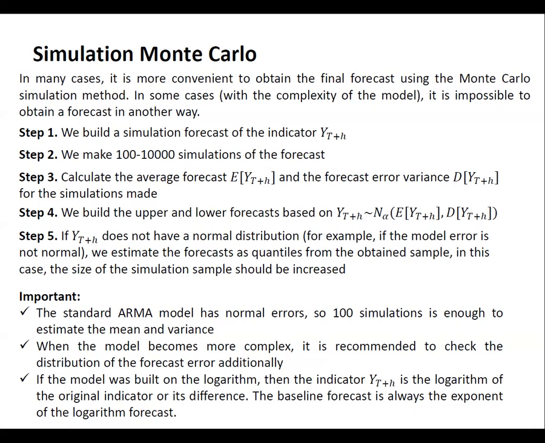Here I will give some comments. If the model was built on the logarithm, then the indicator y(t+h) will be the logarithm of the original indicator. That is, this simulation forecasting needs to be done on the logarithm. And after that, you construct the average forecast and the interval forecast according to the logarithm of your indicator. You will need to take the exponent from them, and then you will get a forecast of the original indicator.